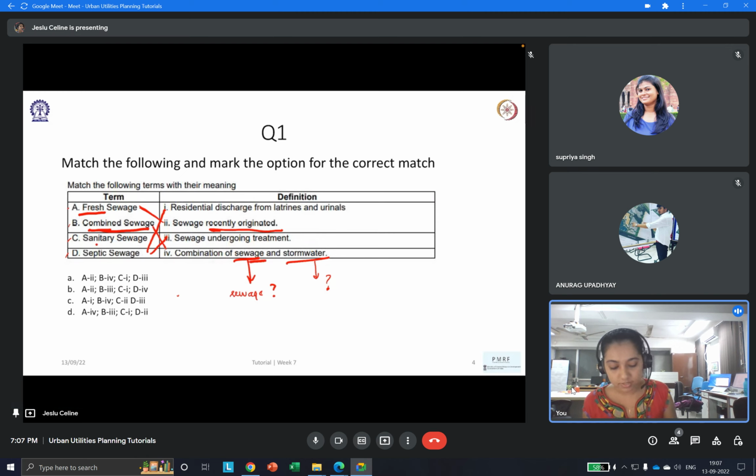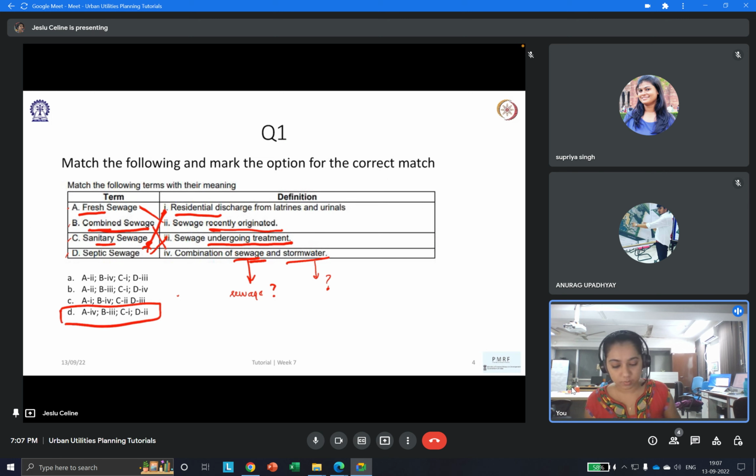And sanitary sewage, so this is from here. Okay, sorry, I marked it wrong. Sanitary sewage will be coming from residential discharge and latrines, and septic sewage is something which is undergoing treatment. So Supriya is right. So which option would it be then? Option one, four. It's option D, right? Yeah.